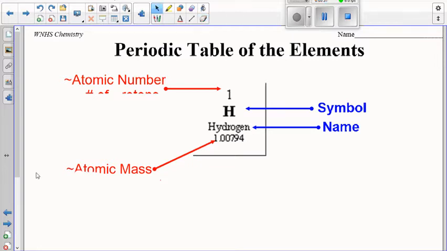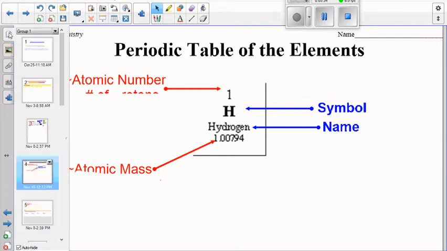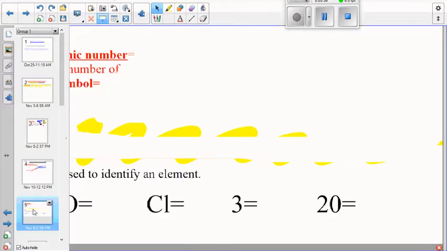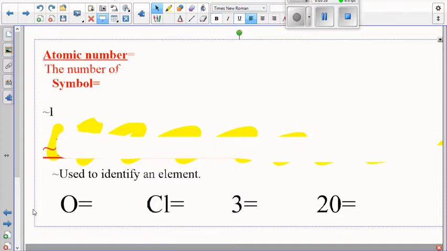All right. So with that information, let's break down these different categories. Let's talk about the atomic number.